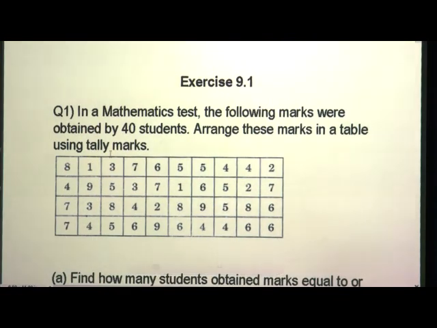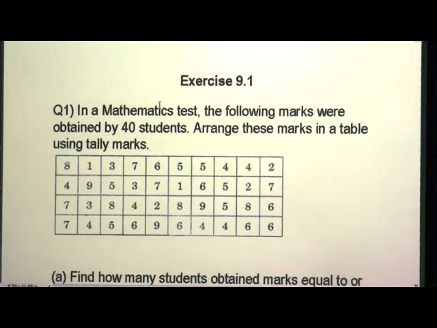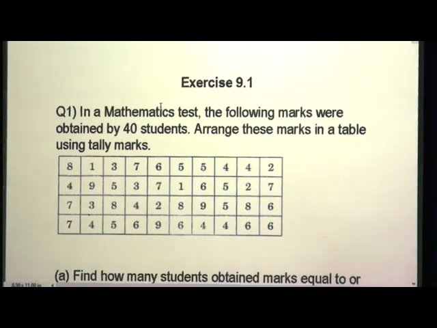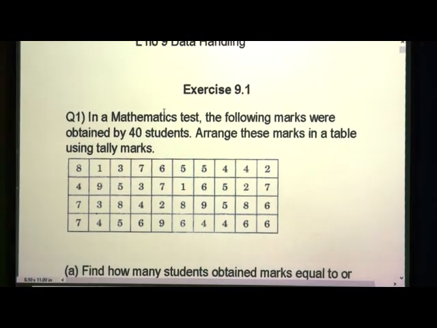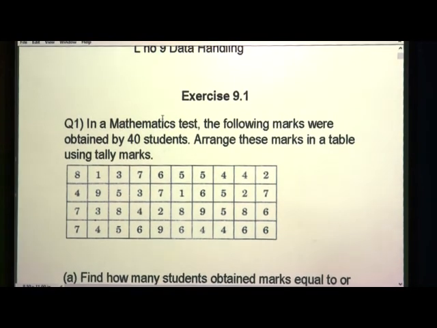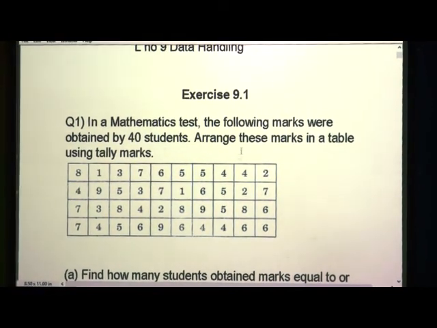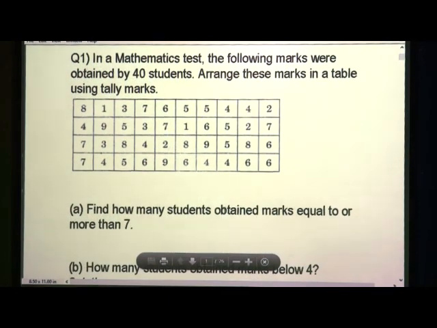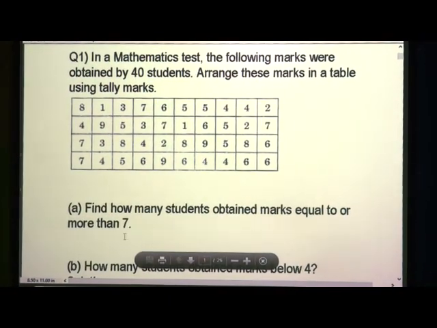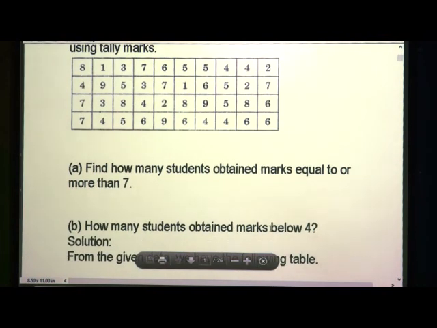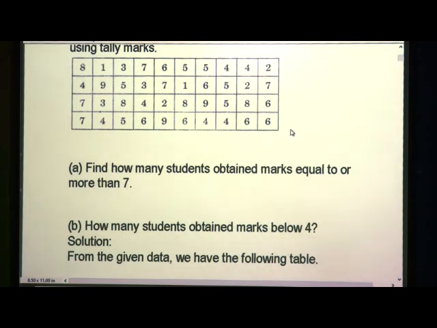See here. In a mathematics test, the following marks were obtained by 40 students. Arrange these marks in a table using tally marks. Now these are the marks obtained by 40 students, and we need to arrange this. Find how many students obtain marks equal to or more than 7. Then how many students obtain marks below 4. So this is the table which tells us the marks of the students. We need to organize this and show it in tally marks.